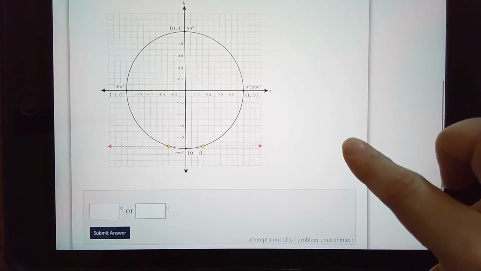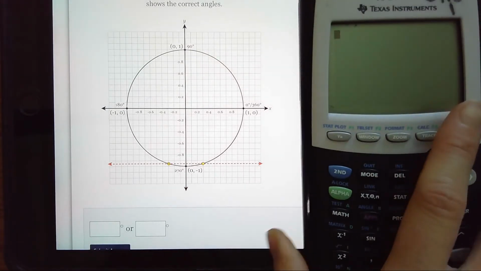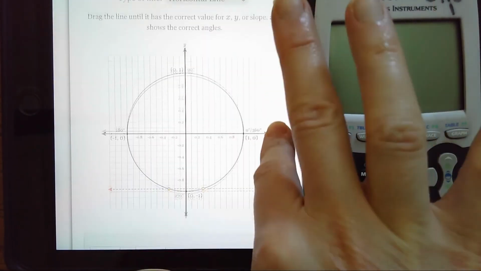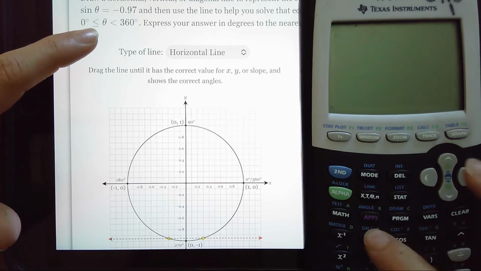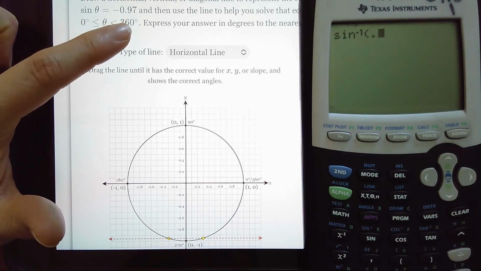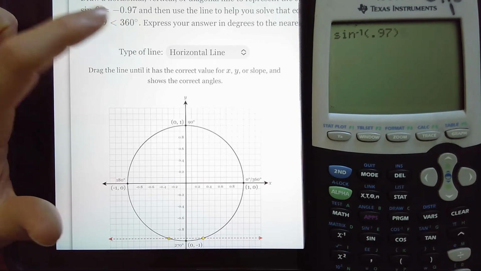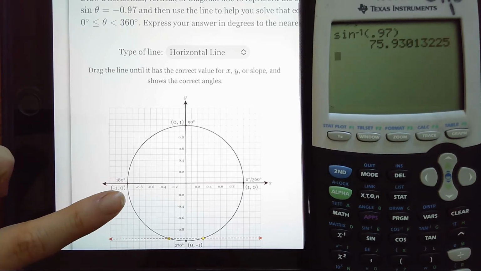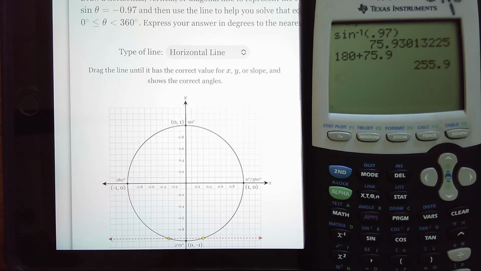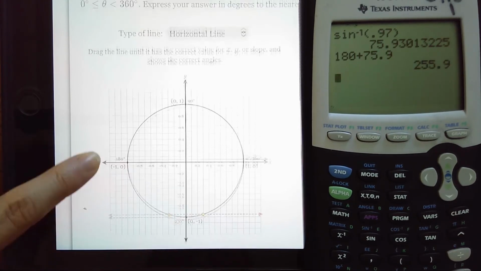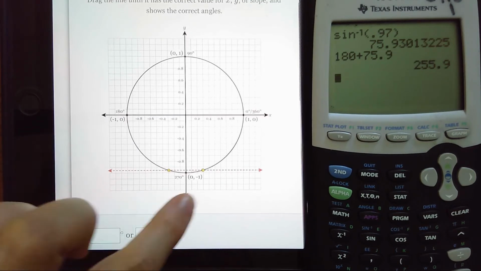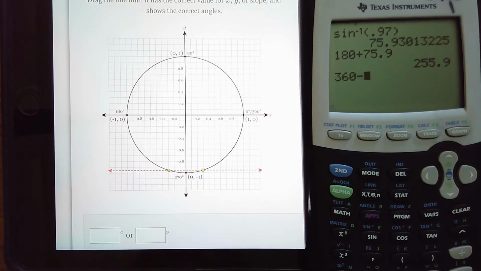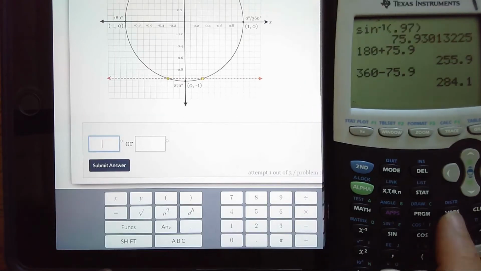Okay, so what I need to do is find the reference angle, which I know I do by inversing sine, putting in the positive 0.97 just to get the reference angle, and that would be 75.9 degrees. And so remember in quadrant 3, I take 180 plus. So this would be at 255.9. And then I have this one, I would do 360 minus 75.9. And those would be my answers.